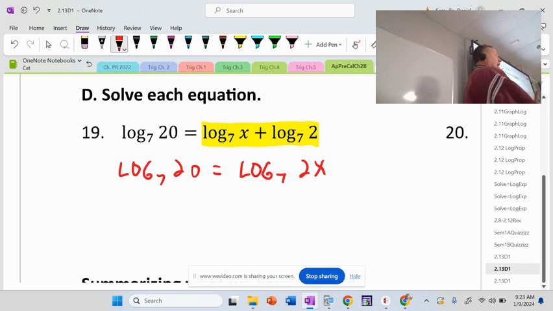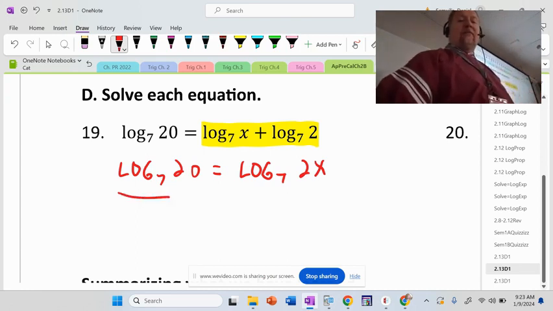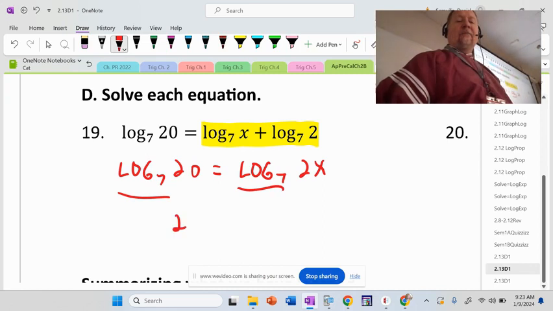All right. And then I shouldn't have to explain it. So it's log base 7 of the product of both 2 and x. And lo and behold, I have log base 7 of this equals log base 7 of that. The only way that's true is if this equals that. And then x equals 10.